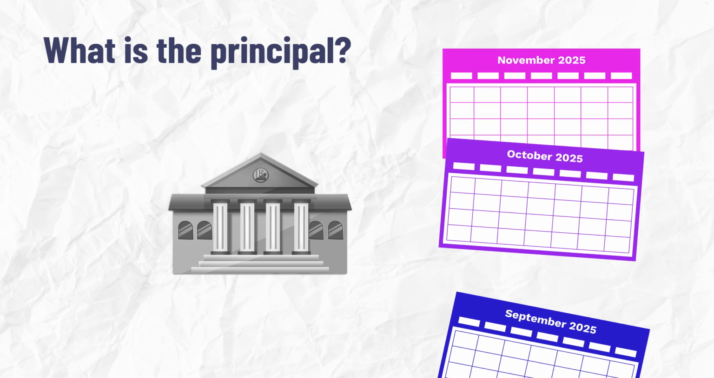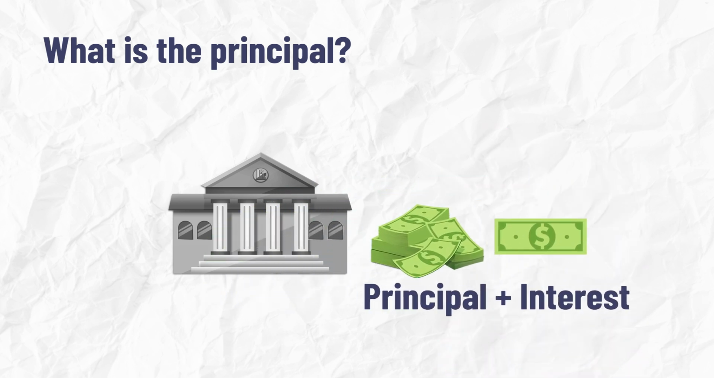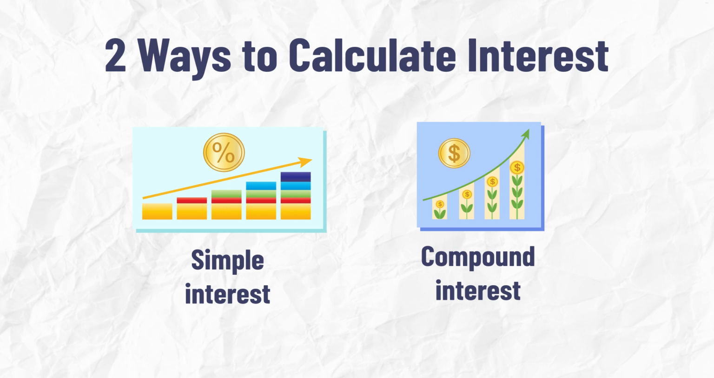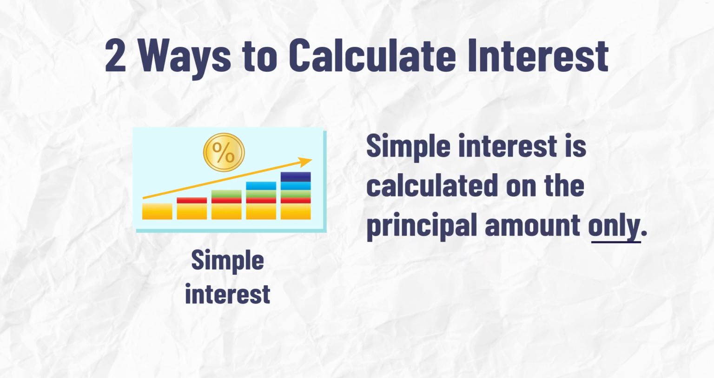The future value is based on how much interest or return is added to the principal amount over a duration of time. Depending on the agreement of the borrower and lender, the interest rate could be calculated with simple interest or compound interest. Simple interest is calculated on the principal amount only.